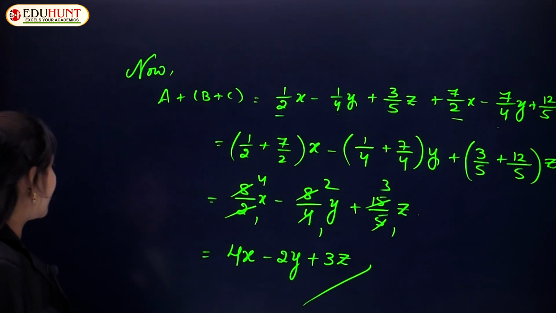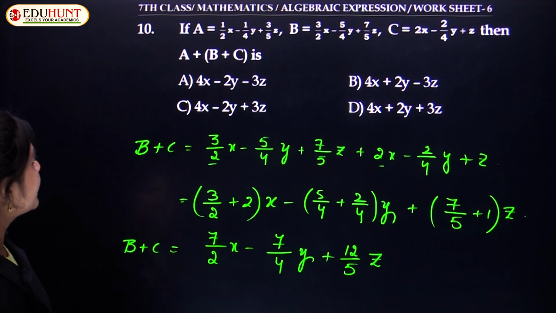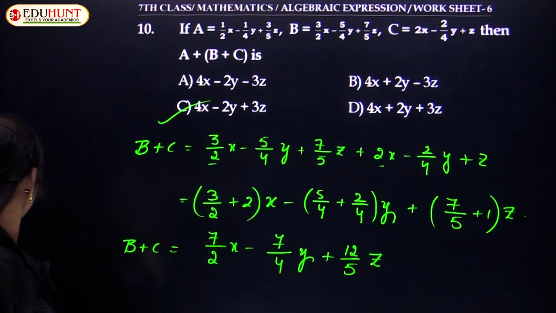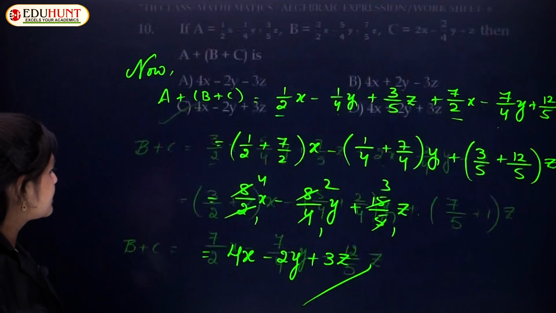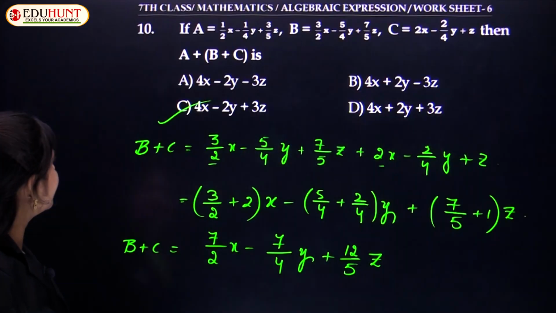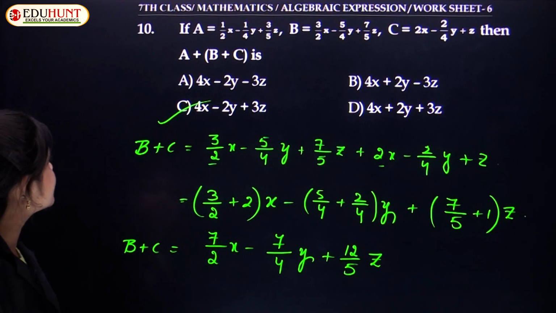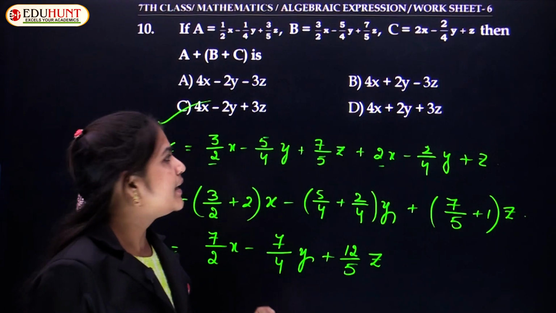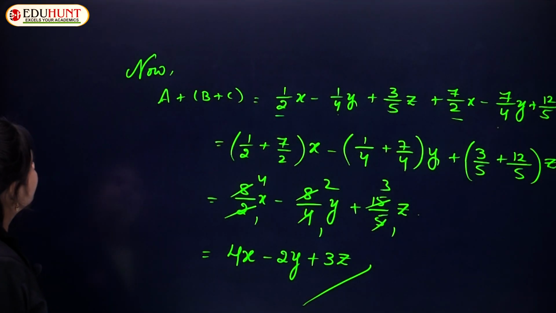4x minus 2y plus 3z. Which option is satisfying here? Option C is satisfying. Yes. Let us see the next one.